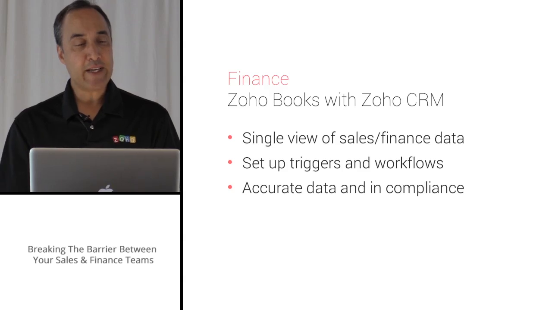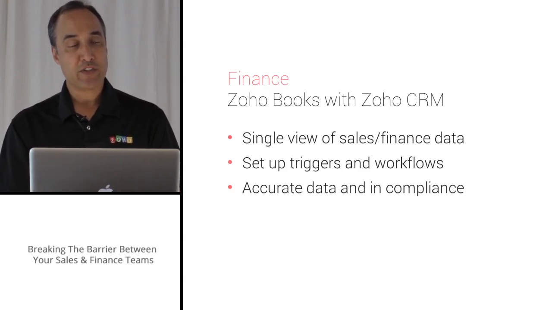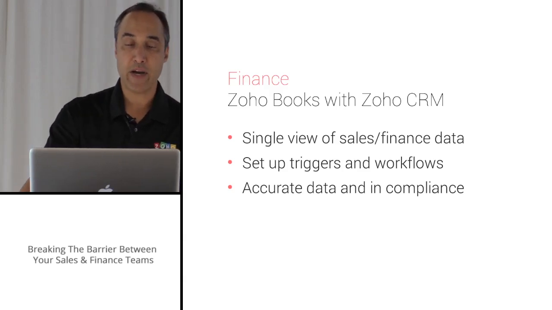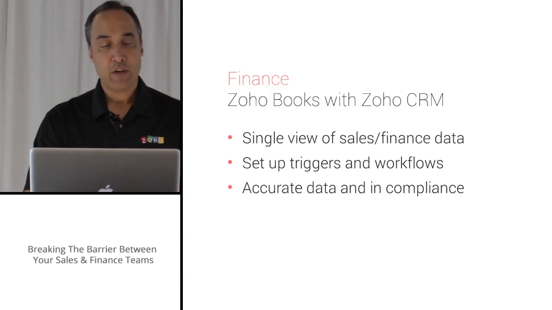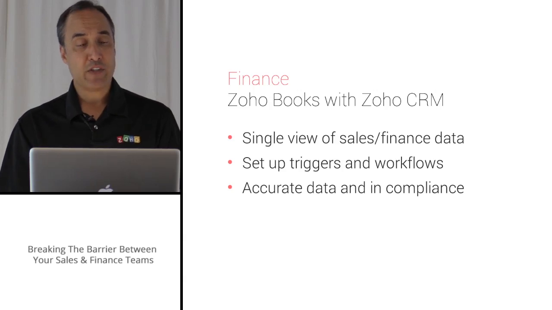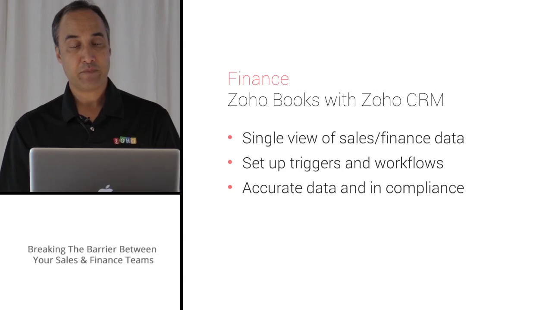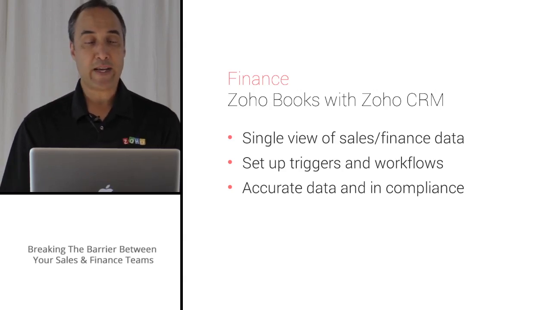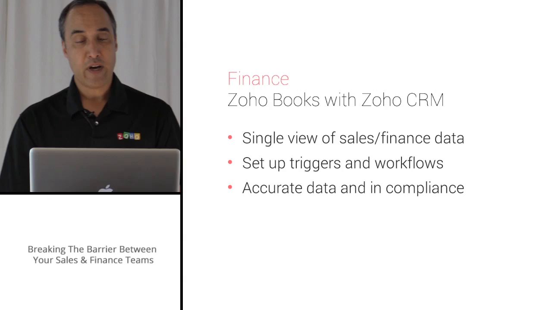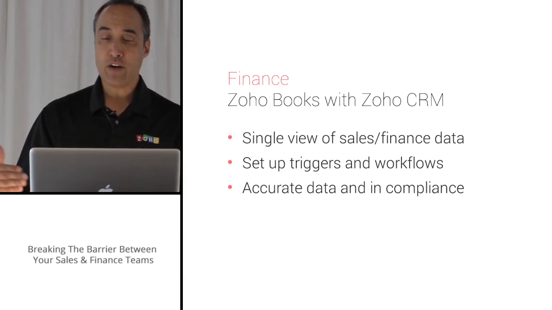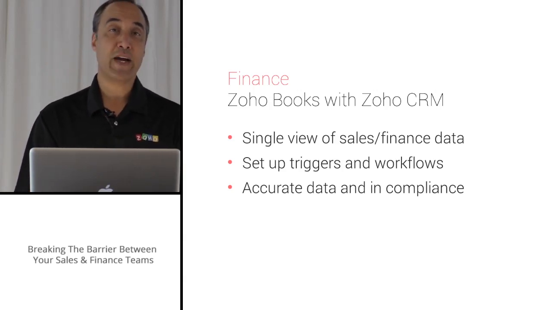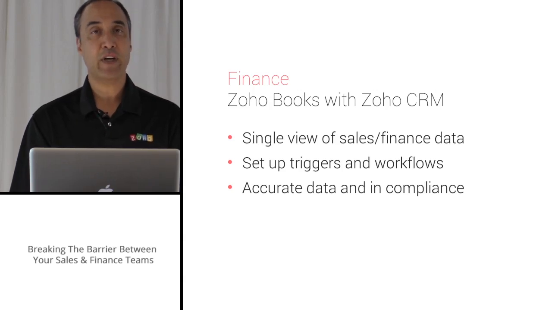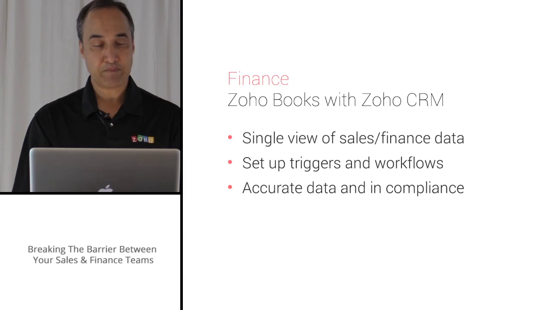Let's look at finance and accounting as an organization and what they gain from integrating Zoho Books and Zoho CRM. So again, the finance organization is able to achieve a single view of sales and finance data. So not only does finance have the traditional view of the financial information, they can also peer into the CRM and find more information about the customer and transactions and potentials that are in the pipeline.